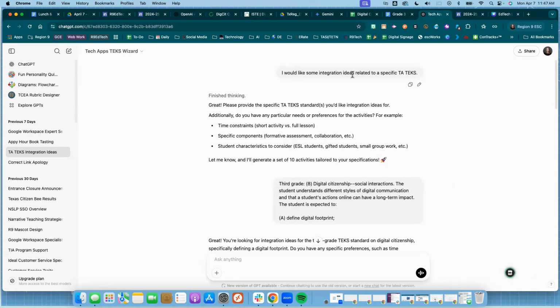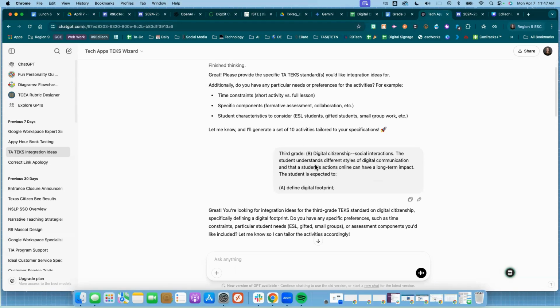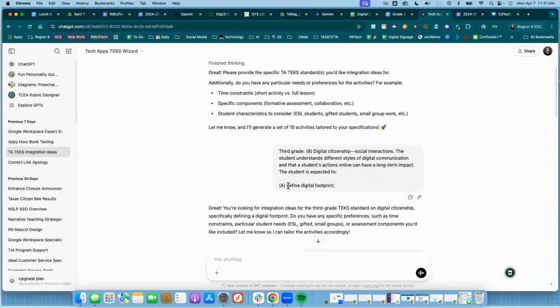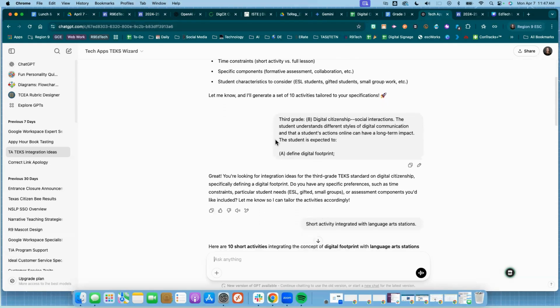I started off pretty vague and generic just to see what it would ask me and what it would want from me. I just said, I want some ideas for Tech Apps TEKS. And so then it's saying, what's your time constraint? What's your components? What do you want your students to kind of interact with? And so I just pulled one of the standards from that third grade document, and I asked it to define digital footprint. That was one of the activities that was given to me on that Gemini piece.